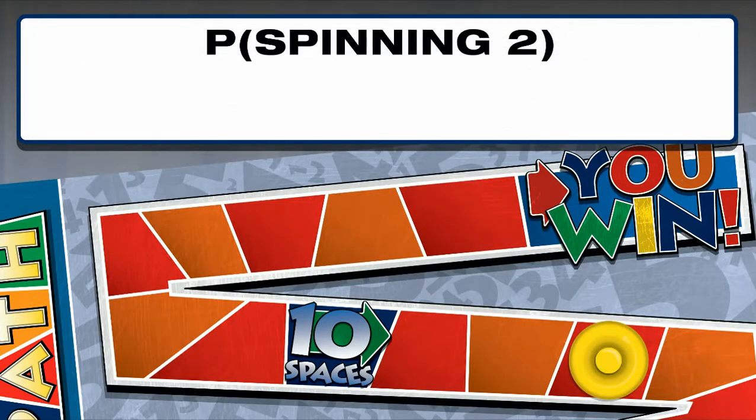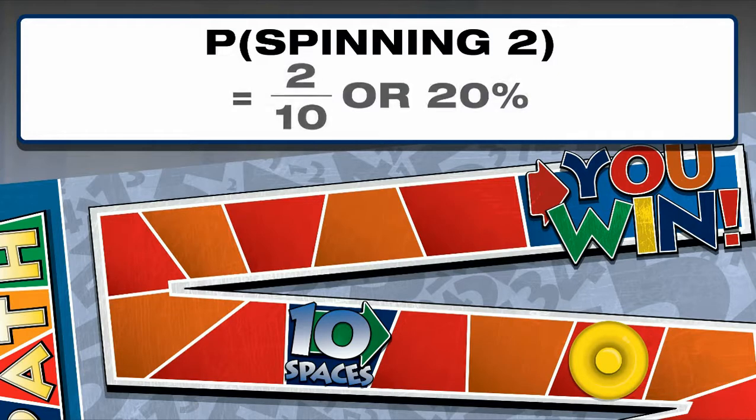Lexi isn't doing very well. She has spun a 2 the last 5 times. What is the probability she will spin a 2 on her next turn? It's not a trick. Each spin is independent from the others. There is still a 20% chance that she will spin a 2 on her next turn. Allie hasn't spun a 2 the entire game. The probability that she will spin a 2 is also 2/10 or 20%.